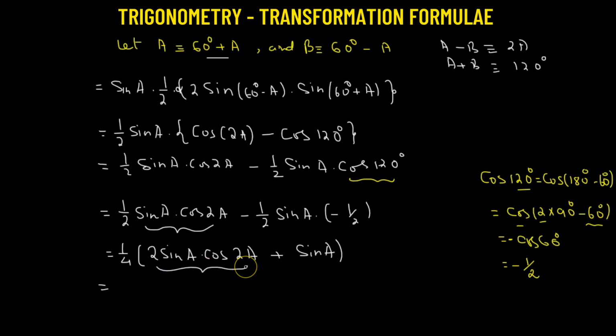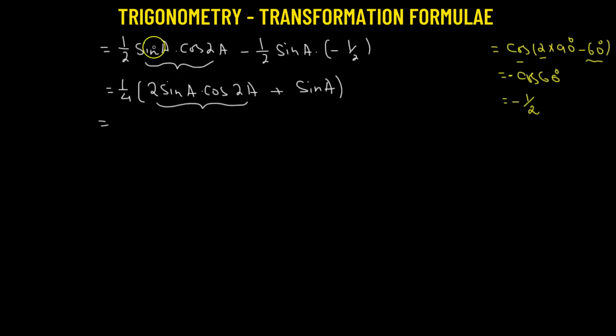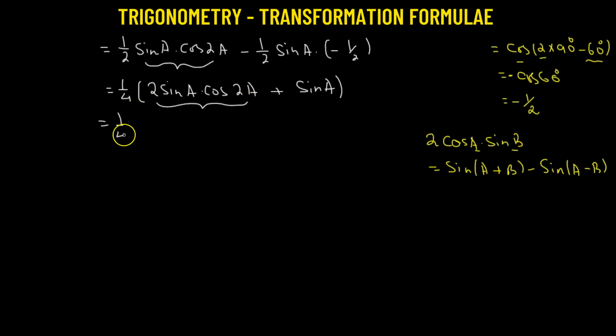So let's try to transform this. We'll write the formula. Whenever we have 2 times cosine of angle A times sine of angle B, that equals sine of A plus B minus sine of A minus B, using the fact that A is greater than B. So we have 1/4 multiplied by sine of angle, where we assume that 2A is A and this particular A corresponds to B. So we have 2A plus A, that's 3A, minus sine of 2A minus A, that's simply A.